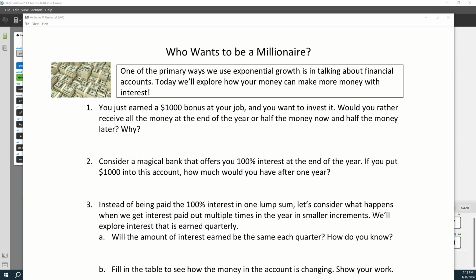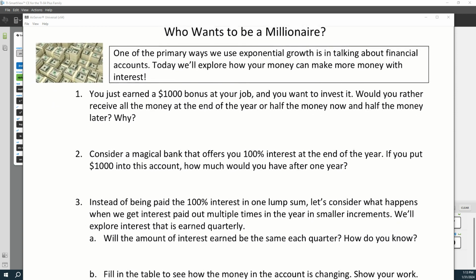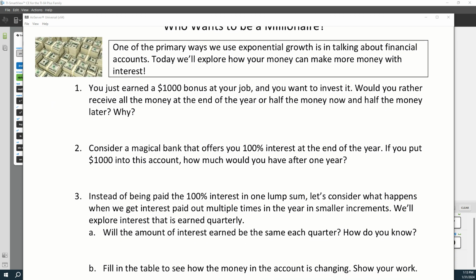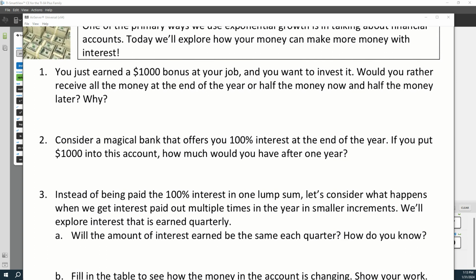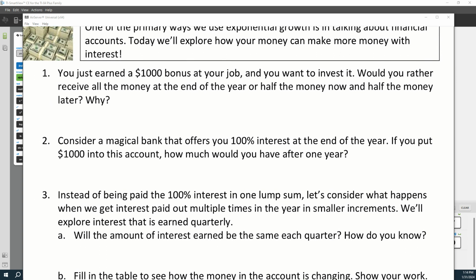All right, so on the side that says Who Wants to Be a Millionaire, we're going to talk about investing money and gaining interest on it. So one of the primary ways we can use exponential growth is talking about financial accounts. And so we're going to say that you just earned a $1,000 bonus at your job and you're going to invest it. You're not going to spend it right away. You're going to invest it.